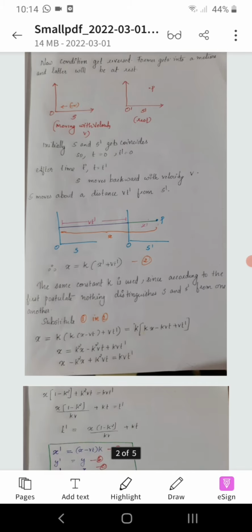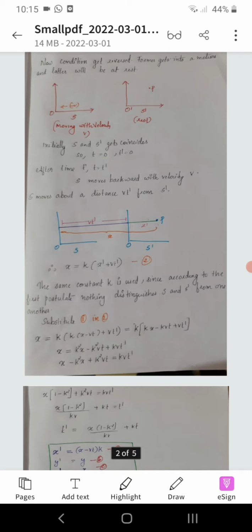So we get x is equal to k into, inside the bracket, k into x minus vt, plus vt prime. Open the bracket, then we get x is equal to k into kx minus kvt plus vt prime. Multiplying k into the bracket, we get x is equal to k square x minus k square vt plus kv t prime.